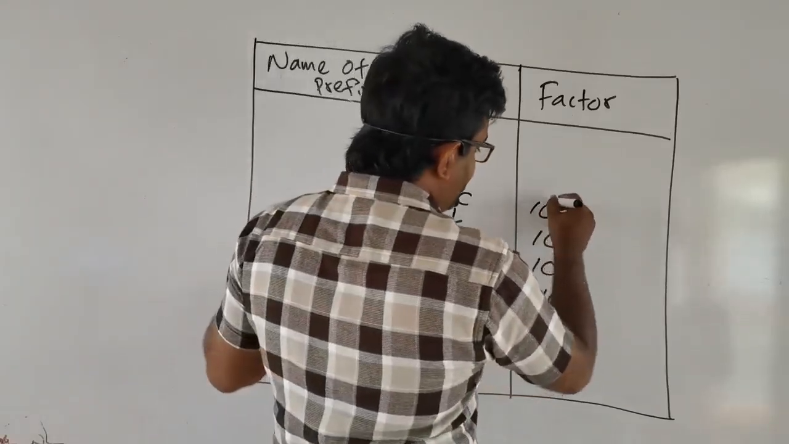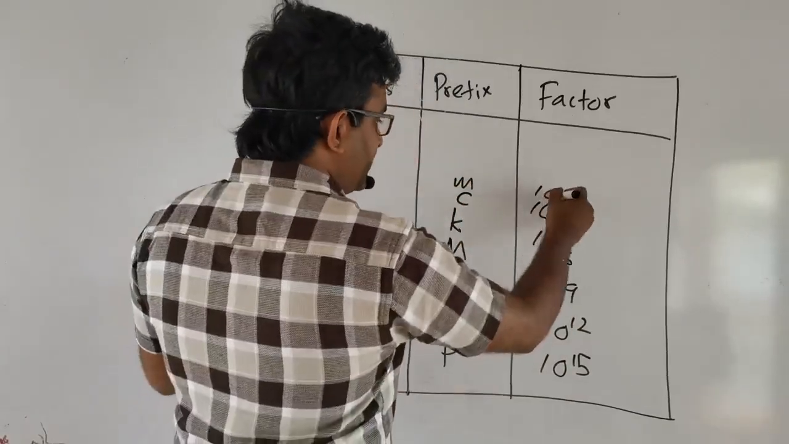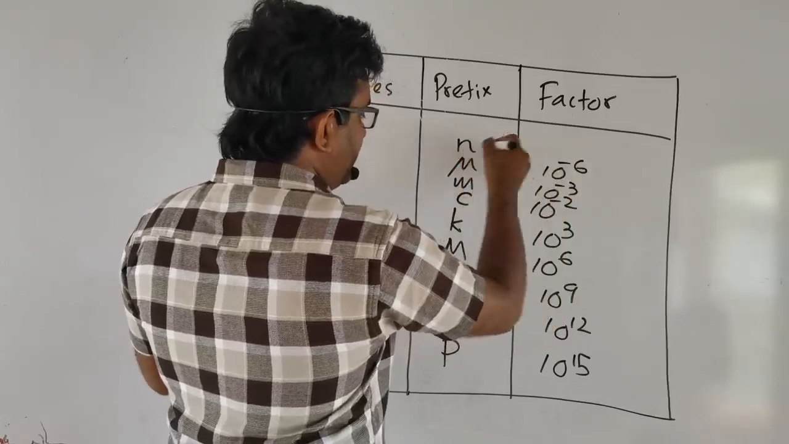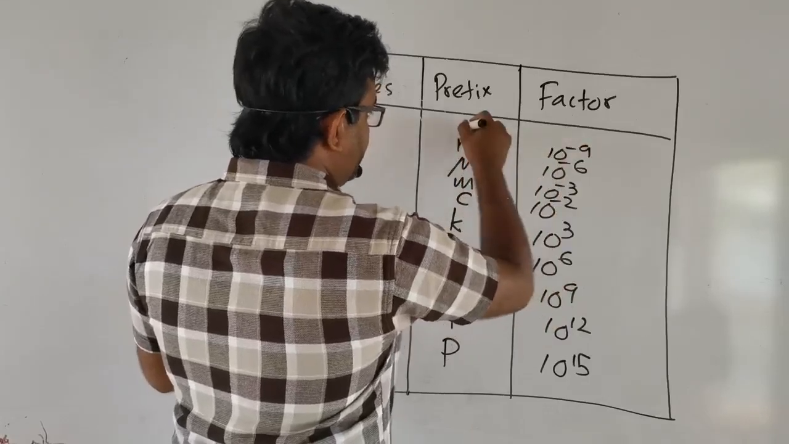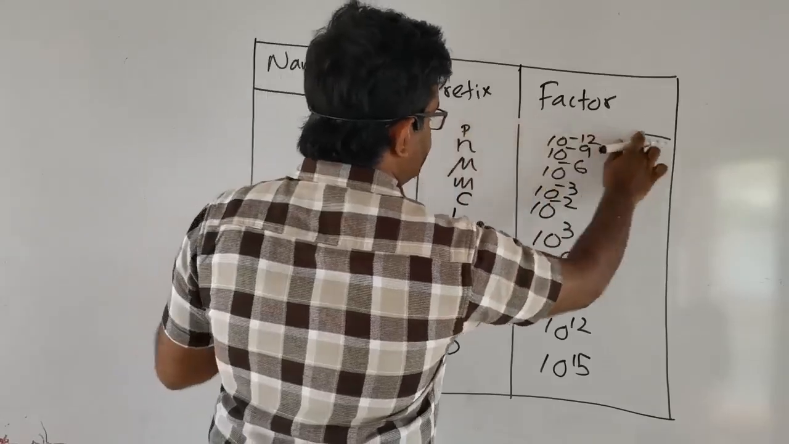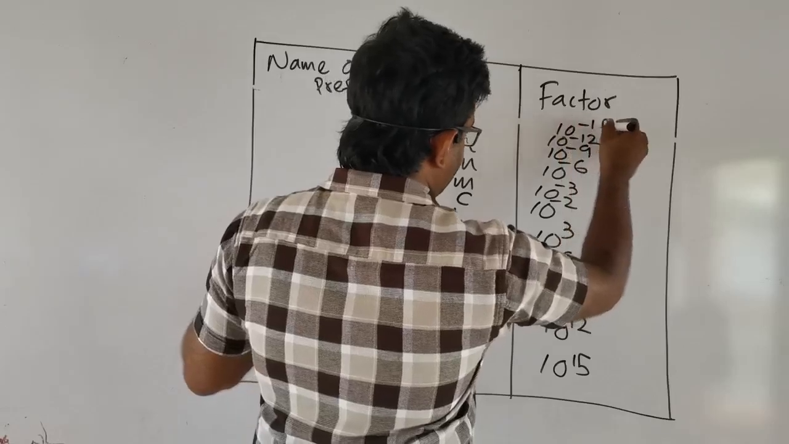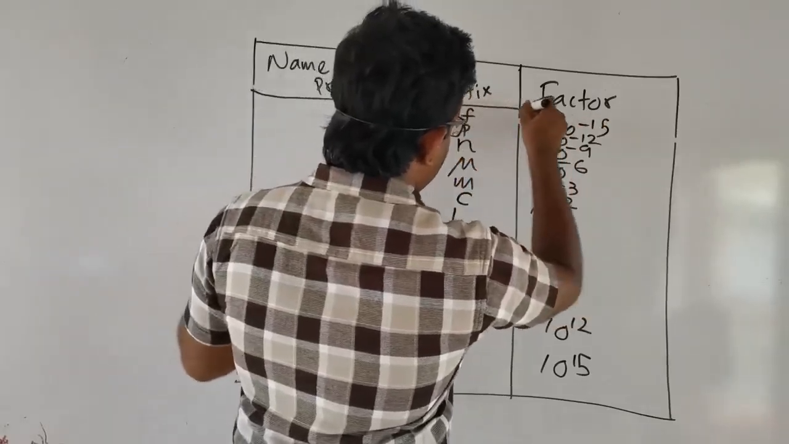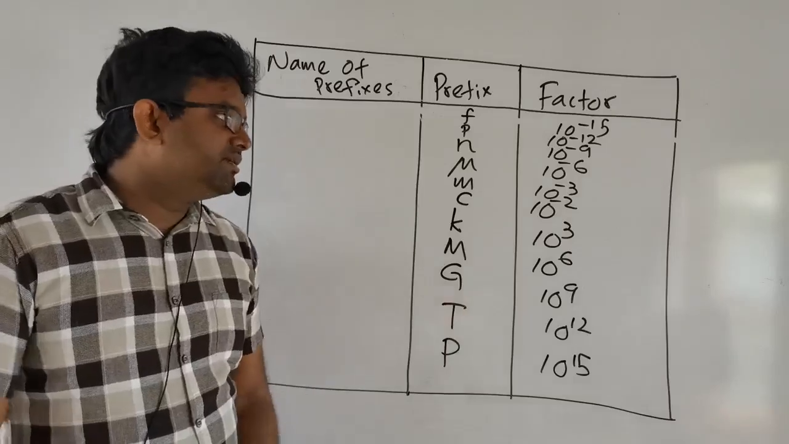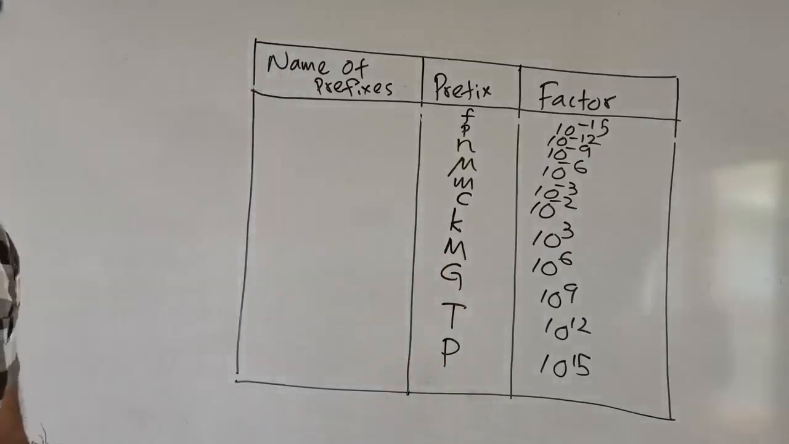So that means we need to multiply by 10 to the power minus 2, since 100 has two zeros. Therefore we write here 10 to the power minus 2, and milli, the same pattern again, 10 to the power minus 3, micro 10 to the power minus 6, nano 10 to the power minus 9, pico 10 to the power minus 12, femto, simple F, 10 to the power minus 15. These are the mostly used values in our syllabus. I'll give some additional values also after this. So copy down this table.